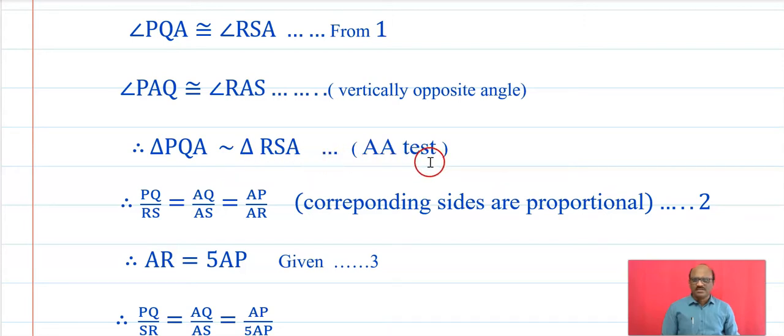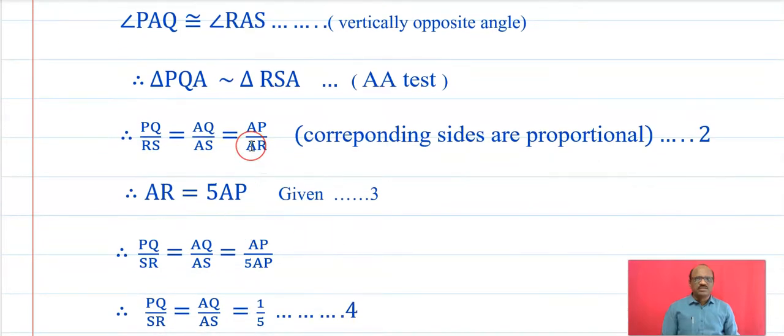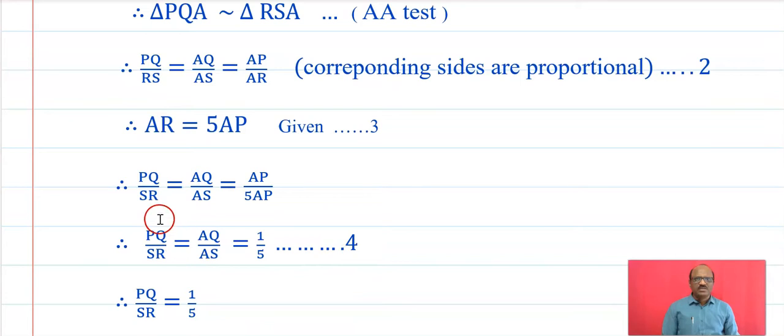And that's why triangle PQA is similar to triangle RSA by the angle test, and therefore PQ upon RS is equal to AQ upon AS is equal to AP upon AR, as the corresponding sides are in proportion. Also, we are given that AR is equal to 5 times AP. Therefore, we substitute AR equal to 5 AP. This AP gets cancelled, and you will get PQ upon SR is equal to AQ upon AS is equal to 1 upon 5.